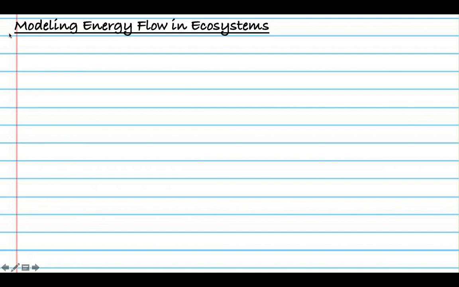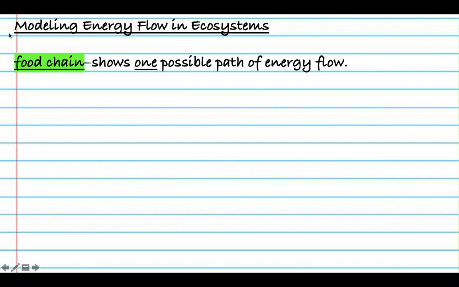Now we're going to model how energy flows in an ecosystem, and there's a couple different ways we can do that. Some of these ways I guarantee you've seen before. For example, a food chain. A food chain shows one possible path for energy to flow through an ecosystem.